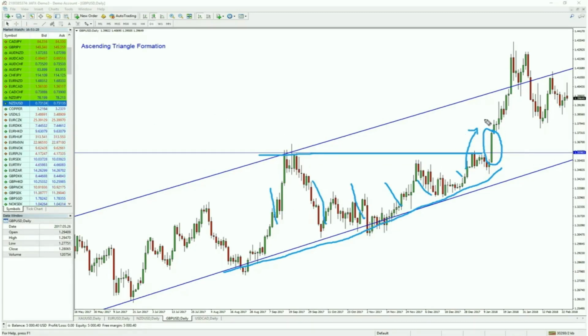We then see the trend really start to push away to the upside, and that really gives us the confirmation that we've made a good decision here, breaking from the ascending triangle formation, and a long position here would certainly be the trade of the day.